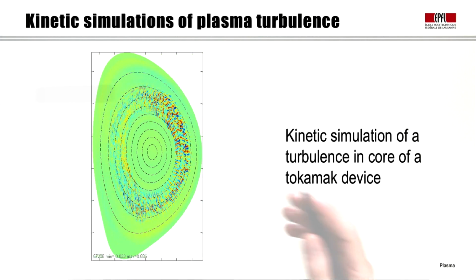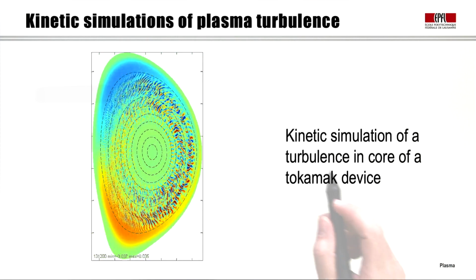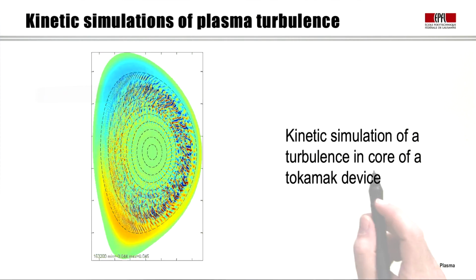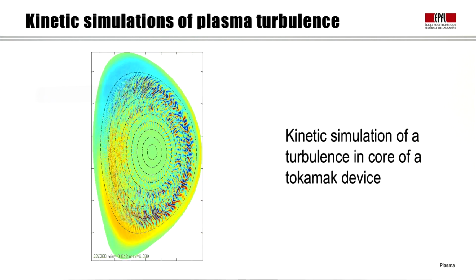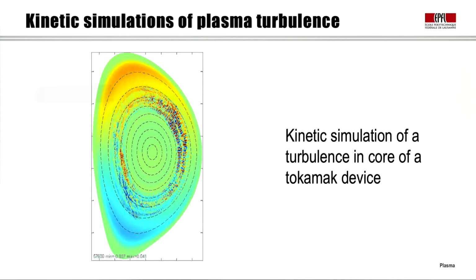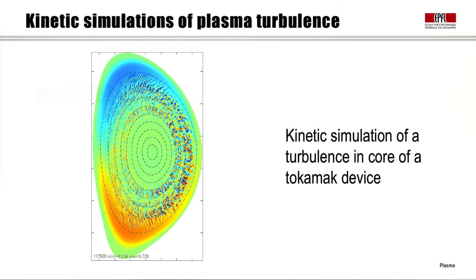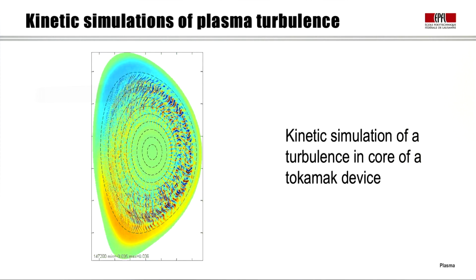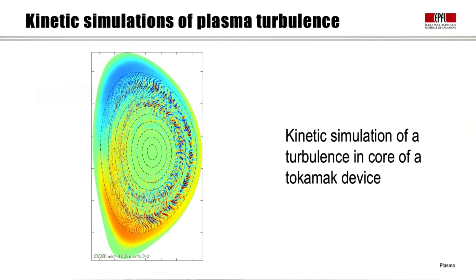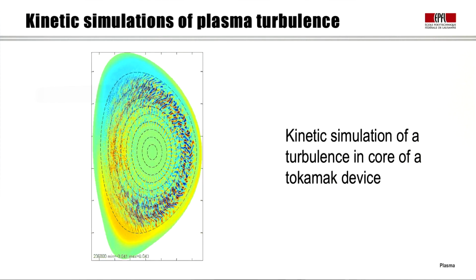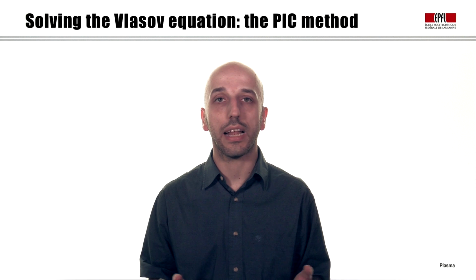For example, here is the result of one of the state-of-the-art simulations that are done in plasma physics, a kinetic simulation of turbulence in the core of a tokamak device. This simulation has been run on one of the fastest computers in the world, using 10,000 processors, and in total more than 1 million CPU hours have been devoted to obtain the result we are looking at here. I believe that I have given you an idea of why simulating plasma dynamics is so challenging.